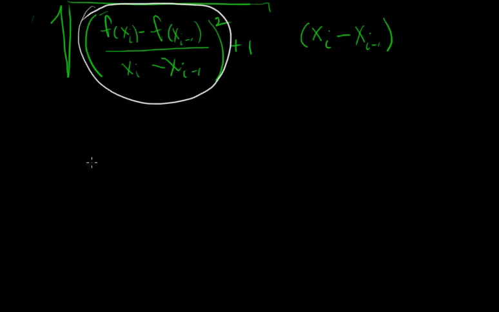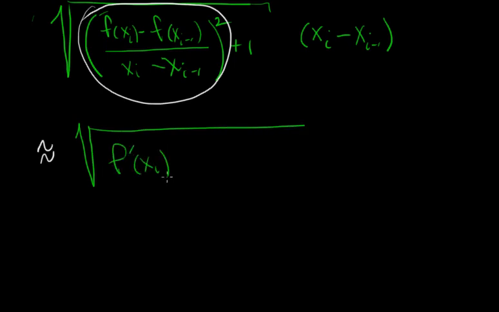Hopefully you said, oh, that would be f prime of xi, because that's just a difference quotient. So this is approximately equal to the square root of f prime of xi. As xi minus 1 gets closer and closer to xi, this is just the difference quotient, which in the limit becomes f prime of x sub i. So if n is really, really big, this is almost equal to the square root of f prime of x sub i squared plus 1 times delta x.